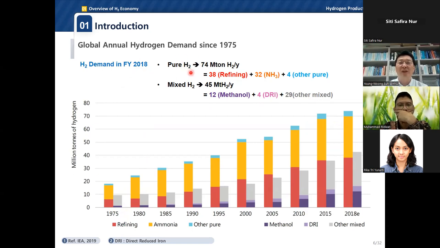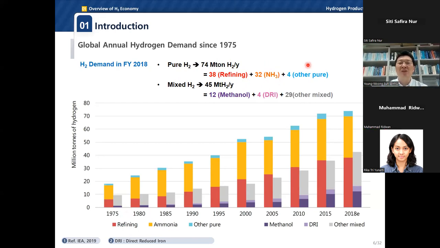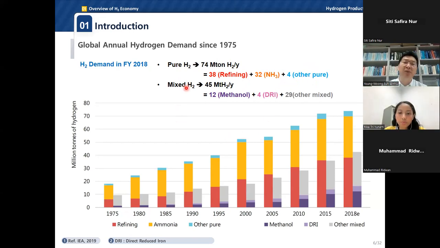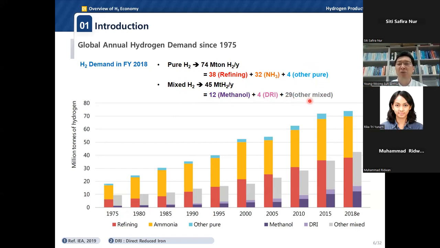One is pure hydrogen, and the other is mixed hydrogen. Pure hydrogen is used for oil refining, ammonia synthesis, and other applications. The mixed hydrogen, sometimes called byproduct hydrogen, is used for methanol synthesis and direct reduction of iron in the steel making industry. About 29 million tons of hydrogen per year is used for other applications.